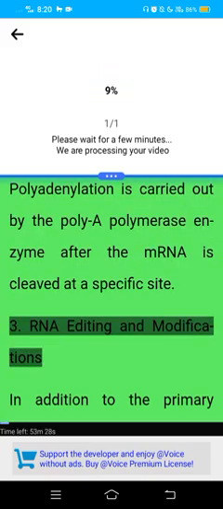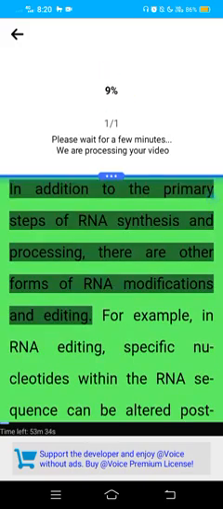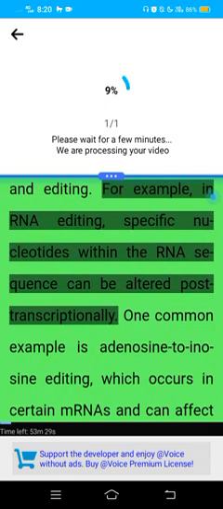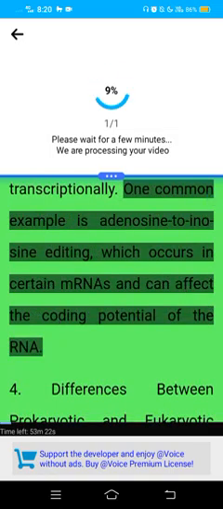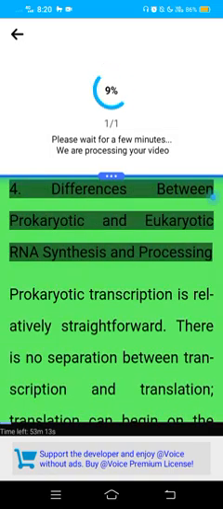3. RNA editing and modifications. In addition to the primary steps of RNA synthesis and processing, there are other forms of RNA modifications and editing. For example, in RNA editing, specific nucleotides within the RNA sequence can be altered post-transcriptionally. One common example is adenosine to inosine editing, which occurs in certain mRNAs and can affect the coding potential of the RNA.